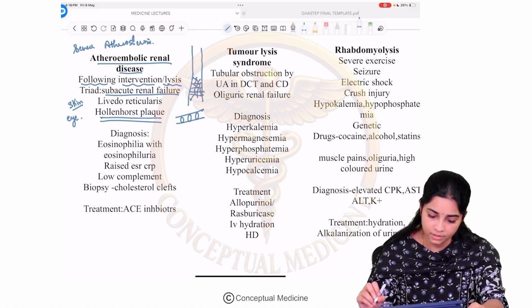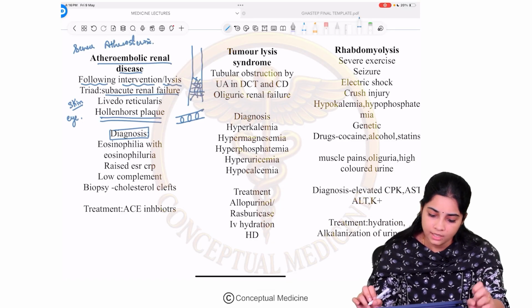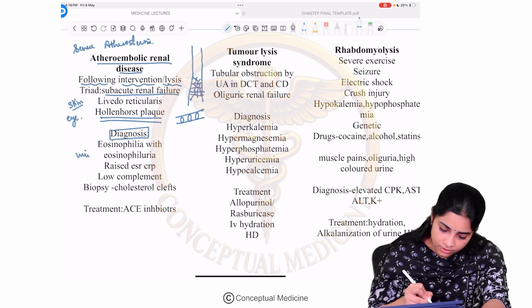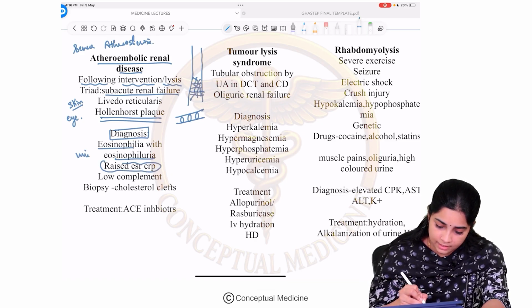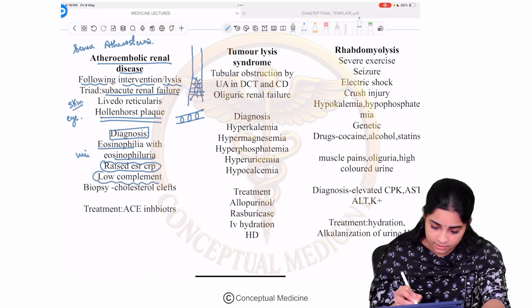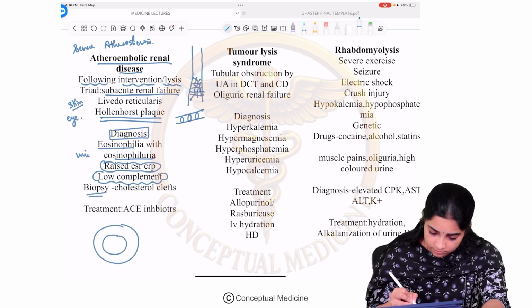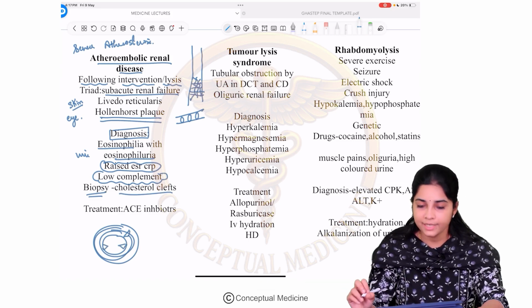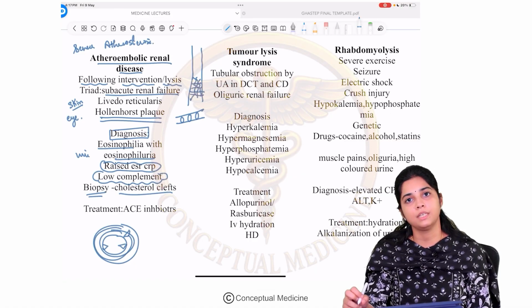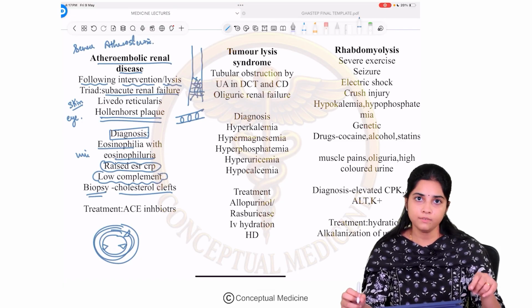Okay. So how do you diagnose this? Of course, you have the clinical criteria. Apart from this, urine analysis can show eosinophiluria, right? You can have raised ESR and CRP and low complements. If you do a biopsy of the kidney, you can have something called cholesterol clefts on the renal biopsy. So: raised ESR, CRP, eosinophilia, eosinophiluria, and cholesterol clefts on the kidney biopsy.